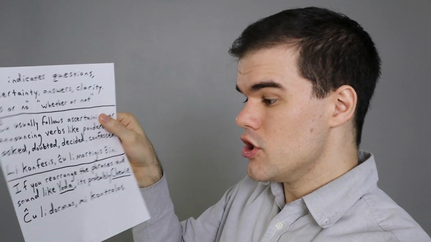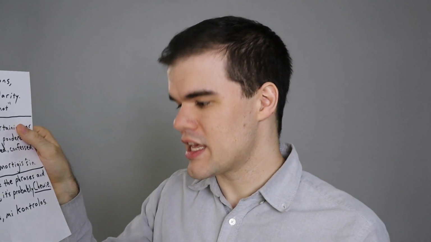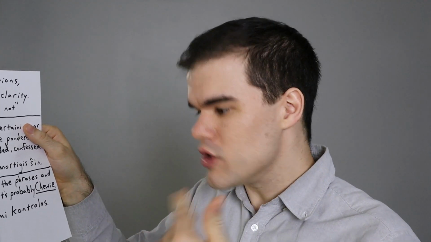You always lead with that. That's just the natural way to do it. So if you see a phrase that begins with one of these sort of ascertaining or announcing verbs, I decided whether or not he's coming, then you're almost definitely going to be using the chu there, okay? Chu li dormas mi controlos, no, just let it be mi controlos, chu li dormas.